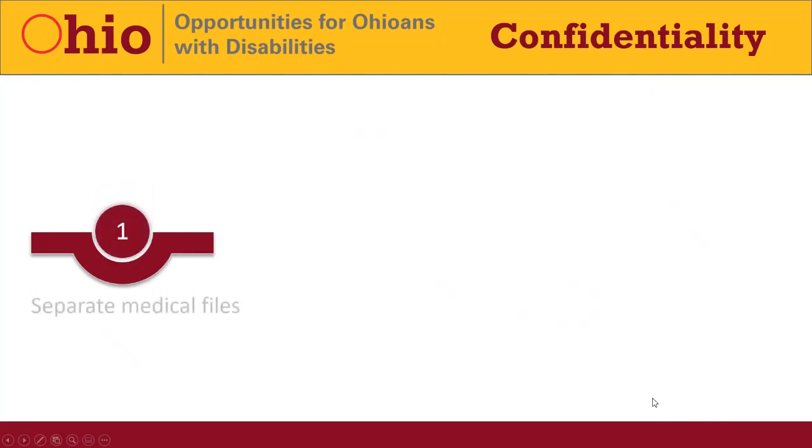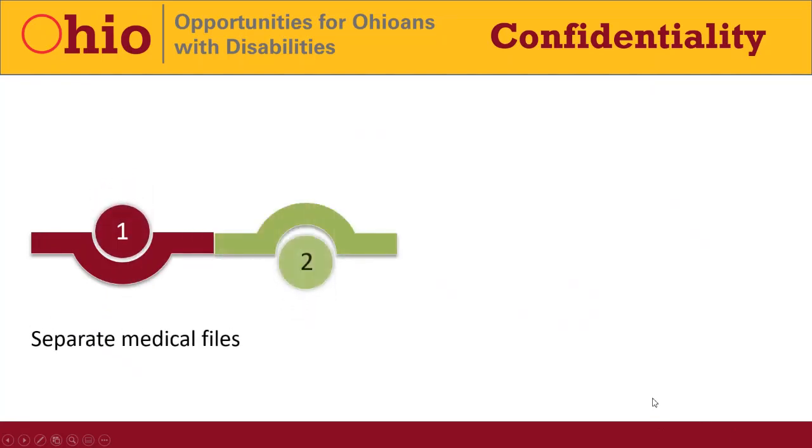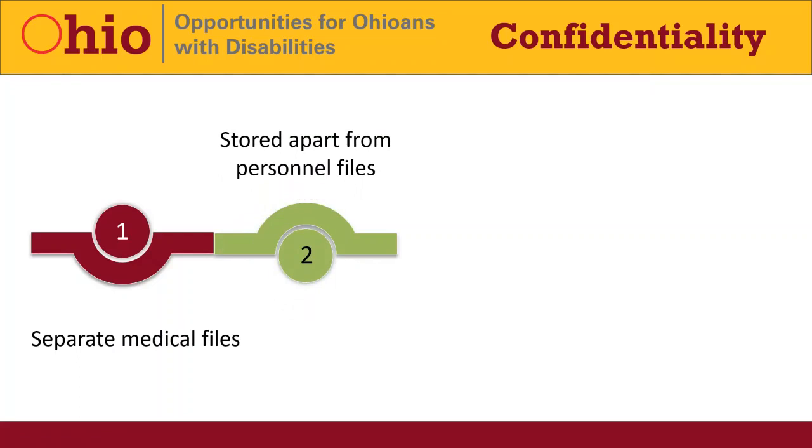Okay, so let's turn to our final 2 topics, confidentiality and communication. When employers receive a request for an accommodation, this can include personal and medical information, which is required to be kept confidential. The EEOC guidance indicates this information should be kept in separate medical files and stored apart from general personnel files. Are there exceptions to this rule of confidentiality?